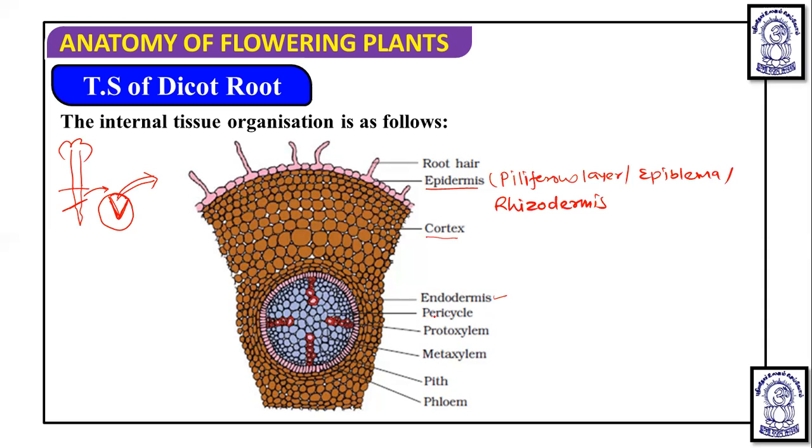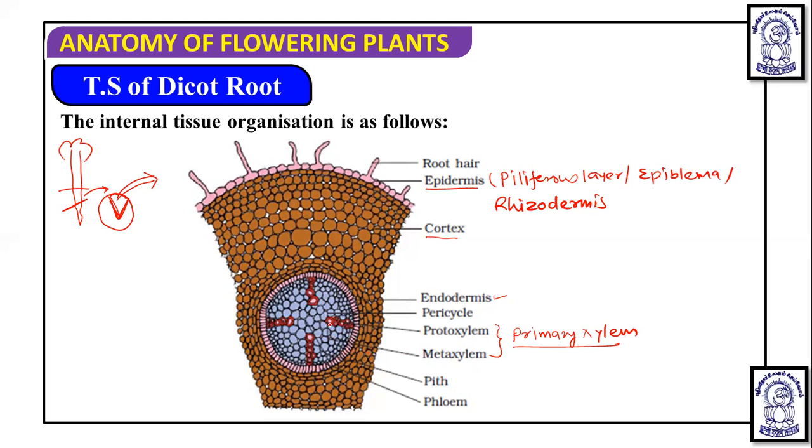Then you will see the presence of pericycle inner to the endodermis. Then you will see this red color arrangement. You can see that it is of protoxylem and metaxylem, meaning it is xylem, and this protoxylem and metaxylem together form the primary xylem. Already we have studied that the first formed primary xylem is known as protoxylem, and the later formed primary xylem is known as metaxylem. You can see here that the protoxylem, which is smaller in size, is on the outer side, whereas metaxylem, which is bigger in size, is towards the inner side.